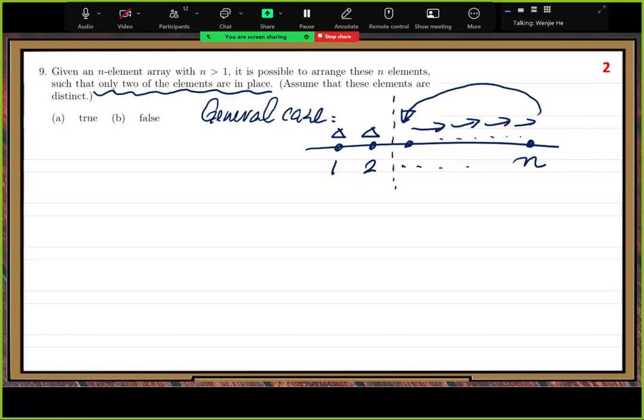But there is a special case. You cannot do rotation because other than the first 2 elements, you only have 1 element left. You cannot move. So when n equals 3, if you fix the first 2, only 1 is left. The third one is forced to be in place. Then it's not true, right?